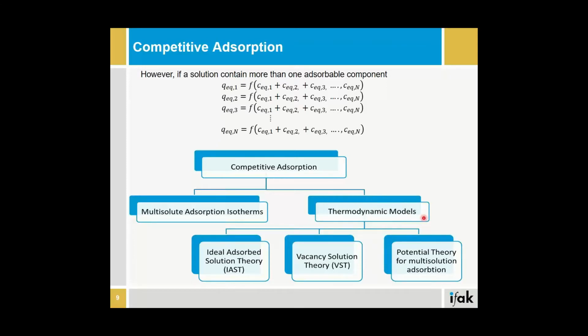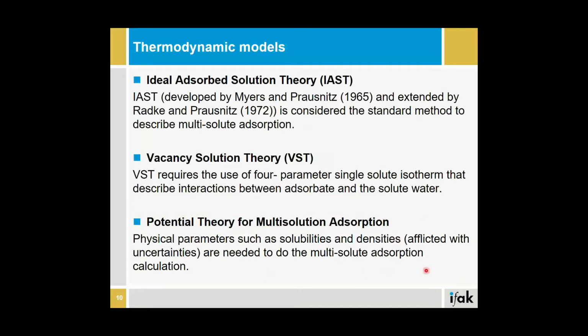Under thermodynamic models, I have the ideal adsorbed solution theory, the vacancy solution theory, and the potential theory for multi-solute adsorption. The ideal adsorbed solution theory, IAST, allows the prediction of multi-component adsorption, so when I have more than one component, based on single solute isotherms, from the data that can be acquired from the Freundlich, for example, or the Langmuir isotherms. And it is now considered the standard method for multi-solute adsorption.